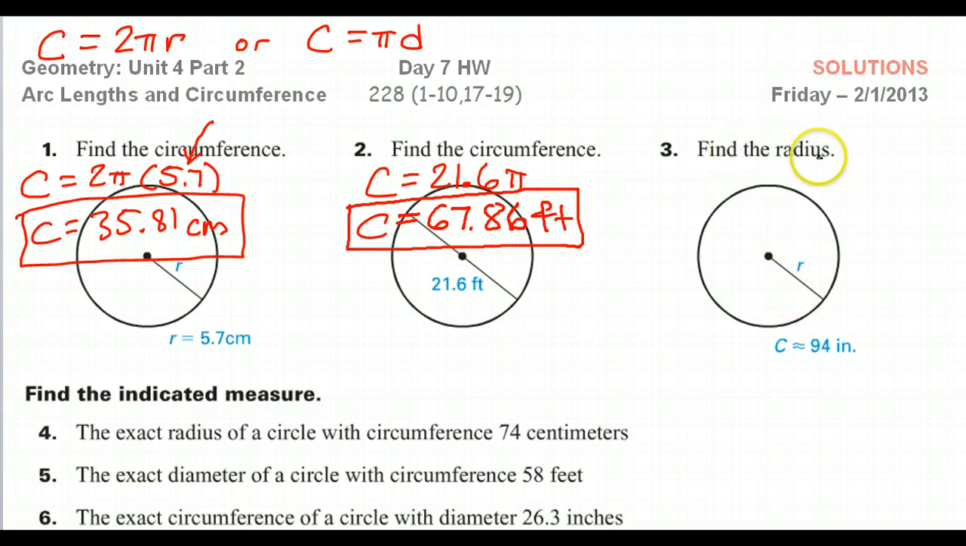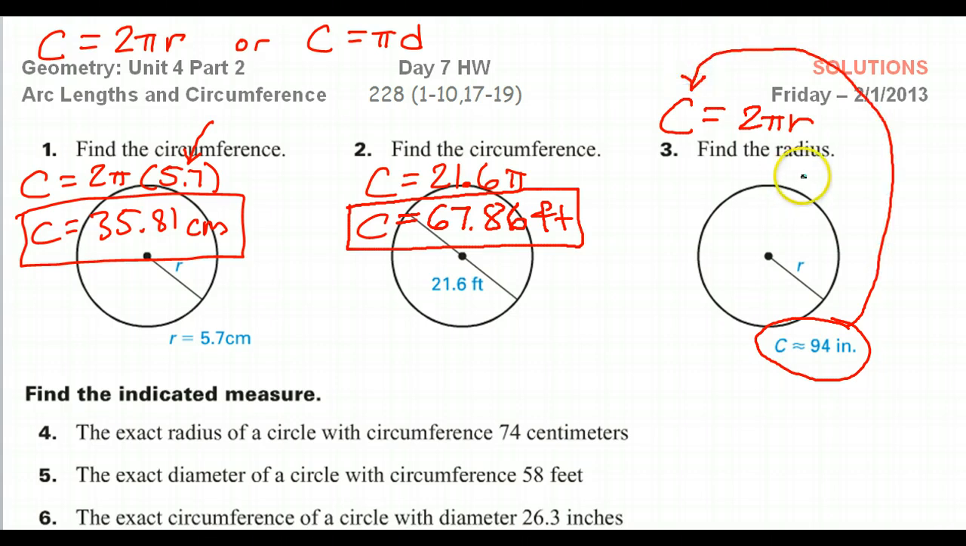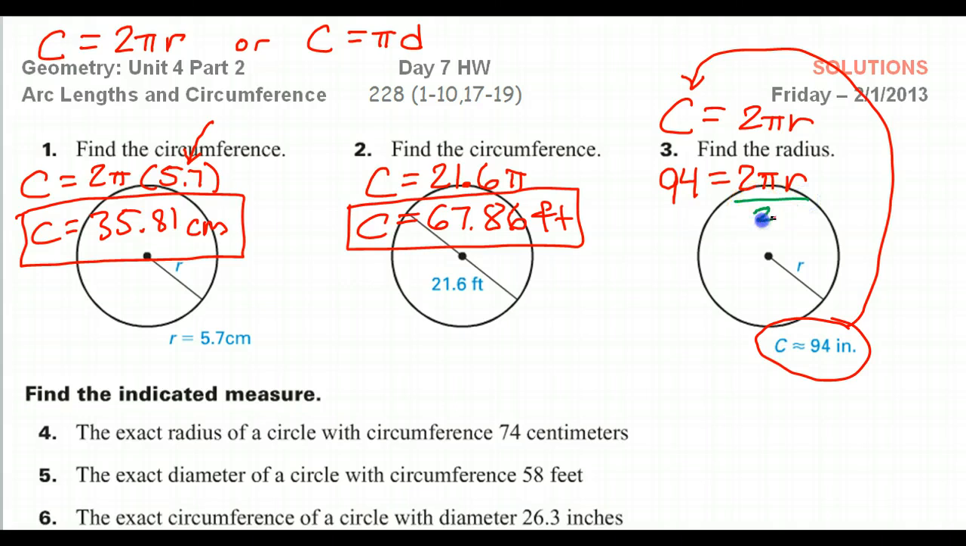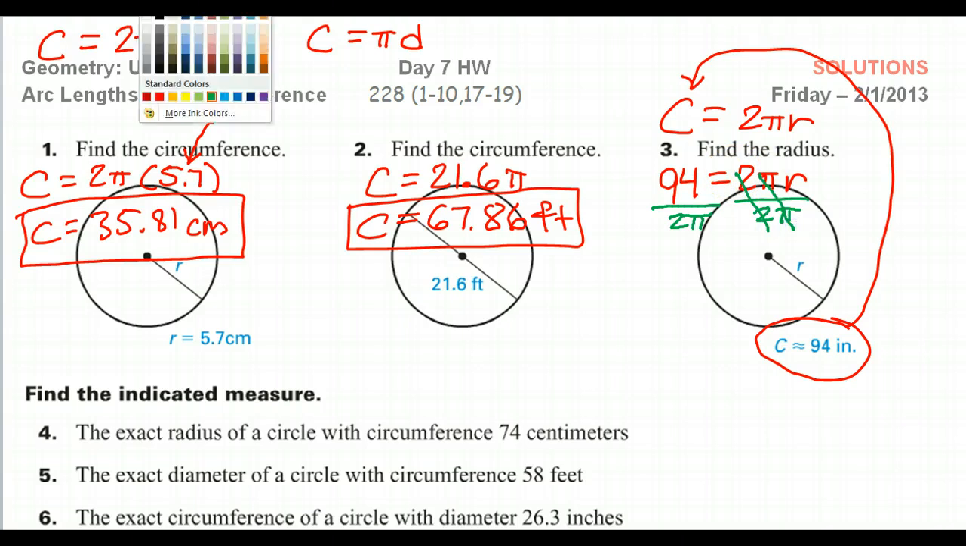This time we're supposed to find the radius, and we're given the circumference. Well, if you're given the circumference, you're still going to use the circumference formula. So we're still going to use C = 2πr. Since we are given the circumference, we put it in where the circumference goes. So this becomes 94 = 2πr. We're looking for the radius, so we just divide both sides by 2 pi. The 2 pi divided by 2 pi cancel each other out.